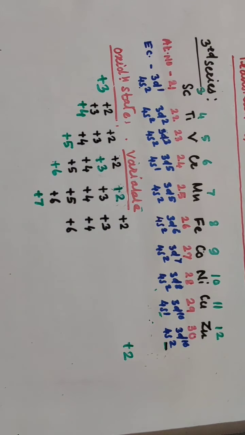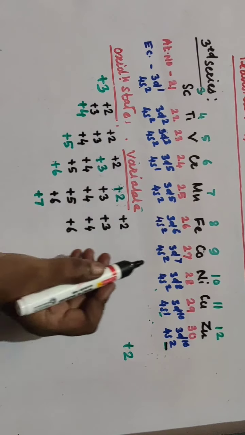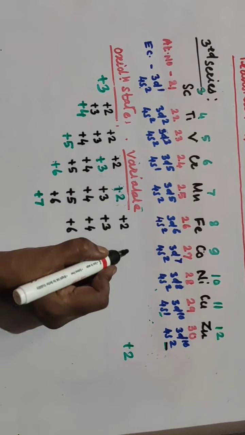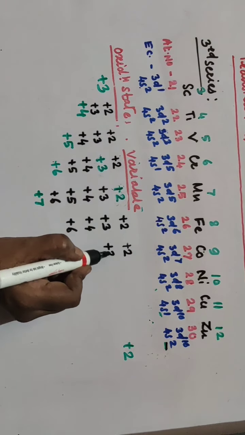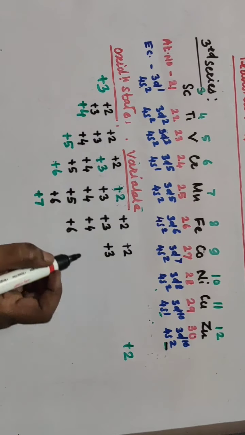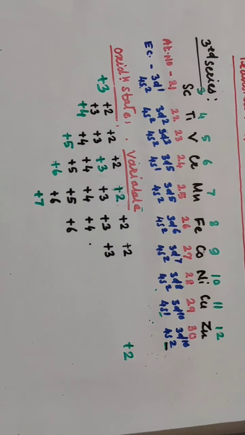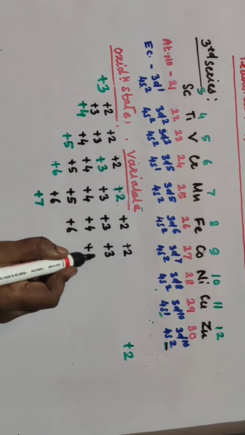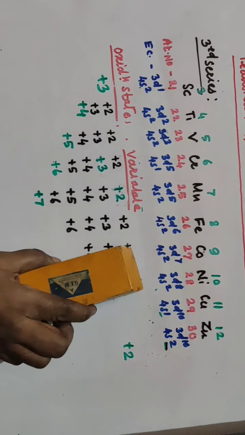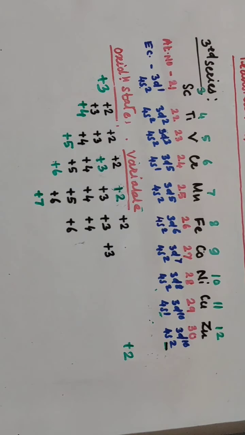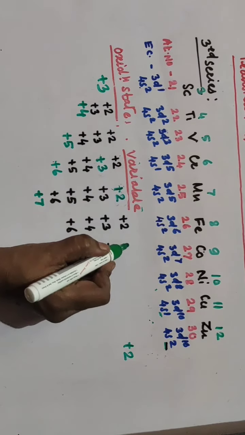For cobalt, 7 electrons are there in the d orbital. That means 2 pairs of electrons are there. Only 3 electrons are unpaired, and 2 in the last orbital. So for cobalt it is +2 or +3 or +4 also. So out of this, +2 and this +4, these are the stable oxidation states.